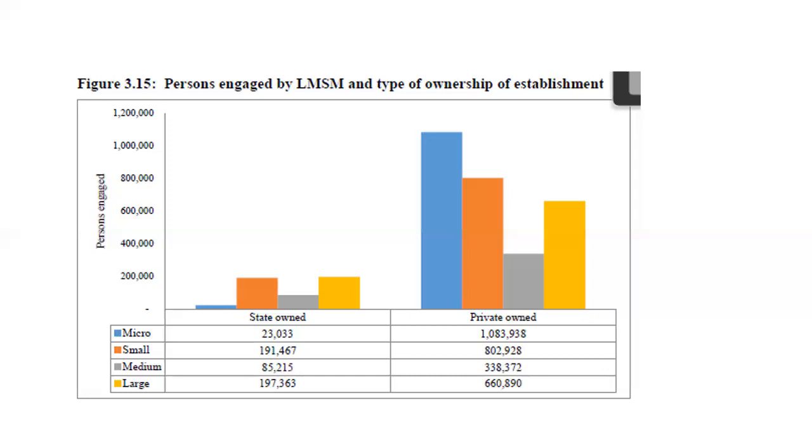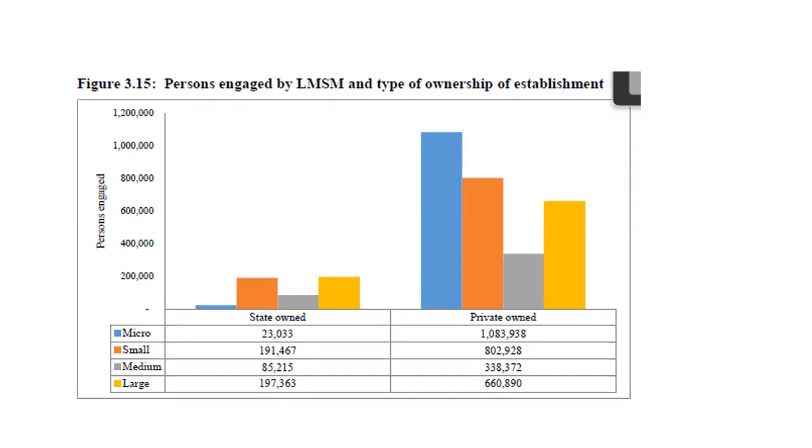We can see the huge contribution of the private sector. The government sector can only employ, in total, less than 1 million, whilst in the private sector we have a very large proportion of people employed within the various sectors. It also indicates the proportion within the micro, small, medium, and large scale.